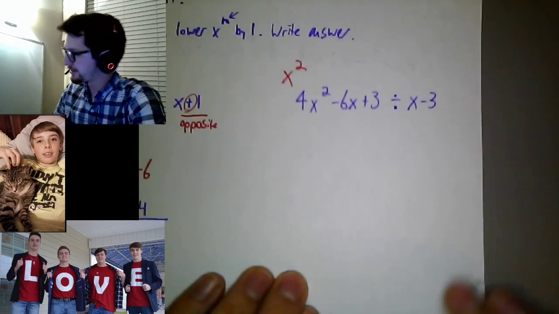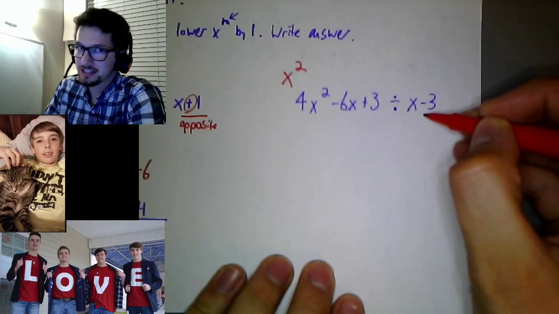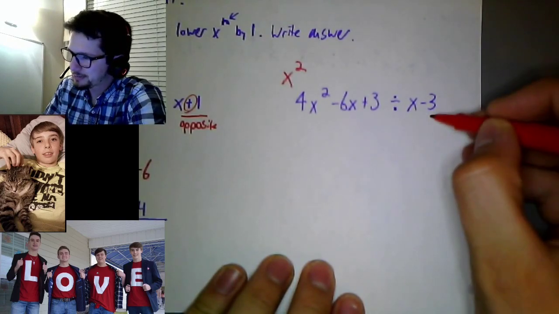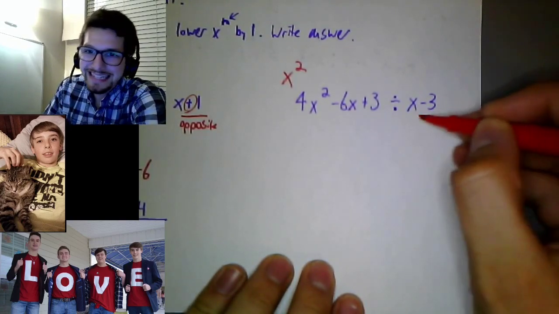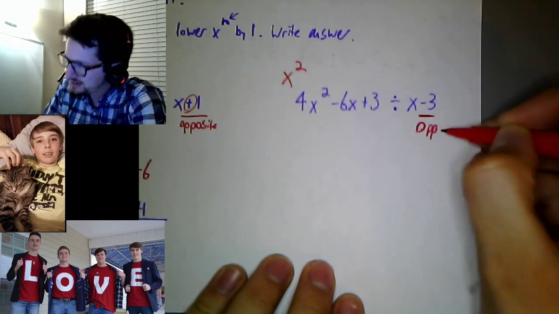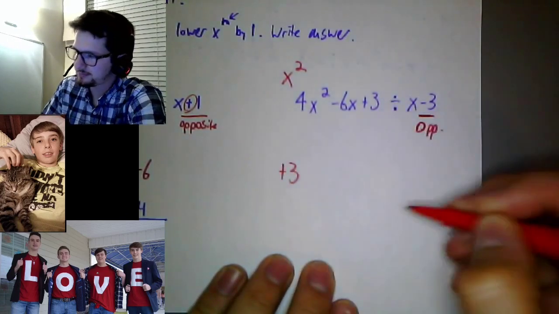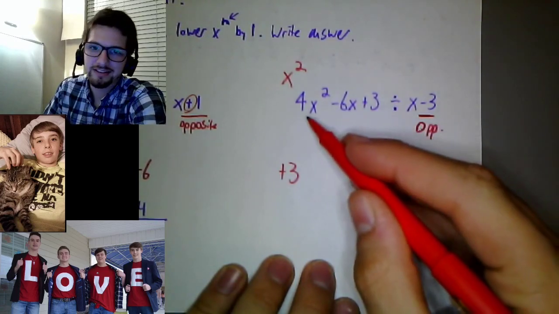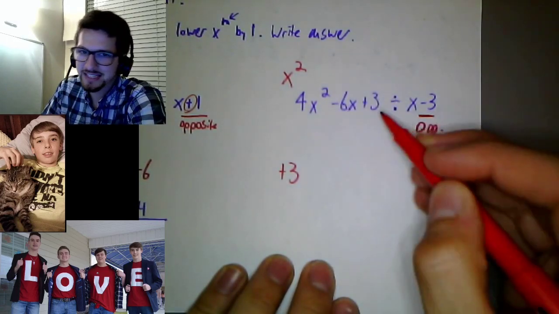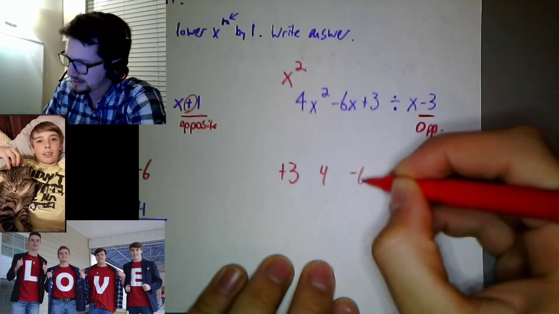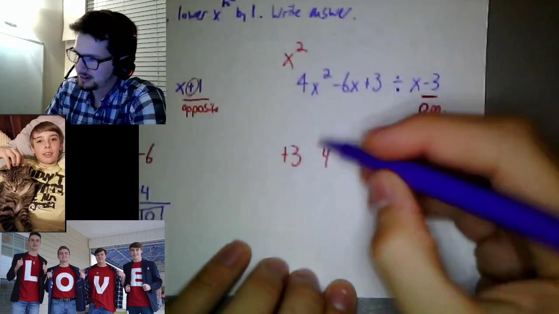Next one, x squared. First step, chill out. Second step, write my number. What's my number? Minus 3. It's the opposite, so it's plus 3, or positive 3. Then I write my coefficients. I have a 4, a negative 6, and a 3. So I'm going to write 4, negative 6, and 3. Then I draw my L.